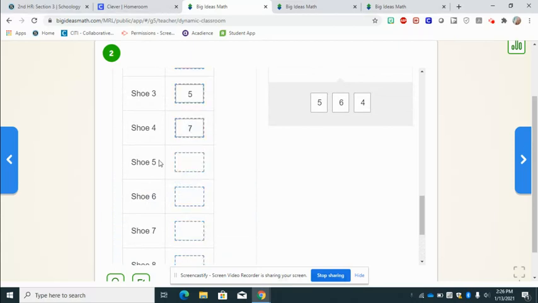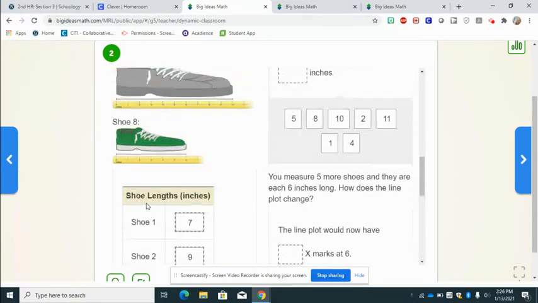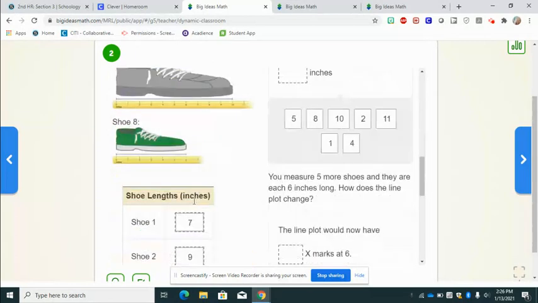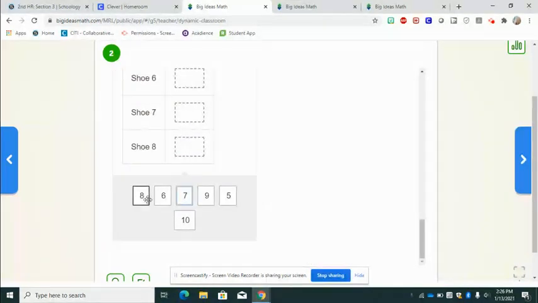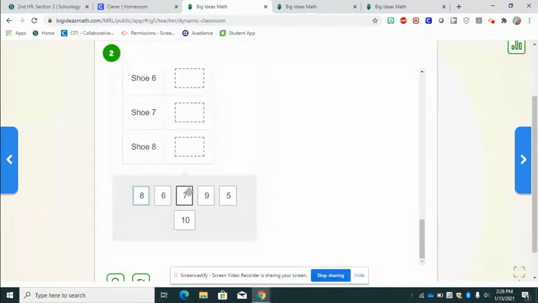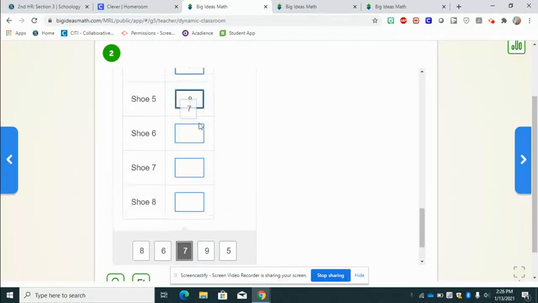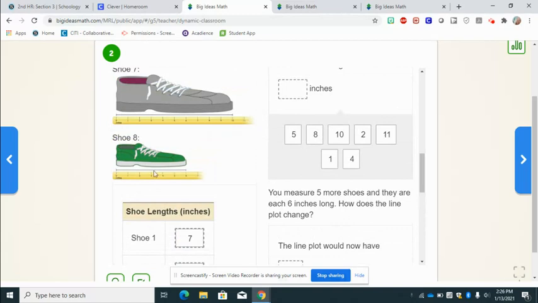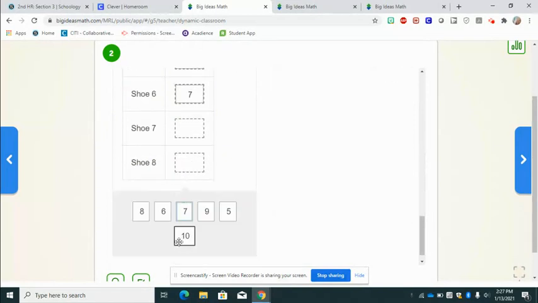Then we'll go and measure shoe 5 and 6. Shoe 5 was 8 inches long, and shoe 6 was 7 inches long. So we need an 8 and a 7. All right, then we're going to look at shoe 7 and shoe 8. Shoe 7 is 10 inches long, and shoe 8 is 6 inches long. So we need a 10 and a 6.